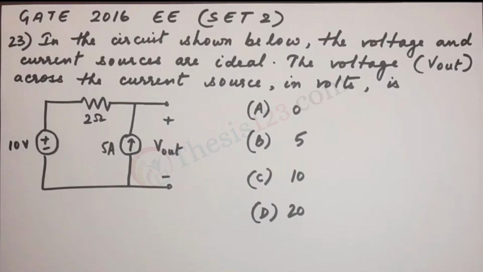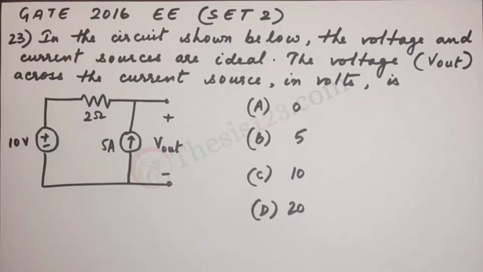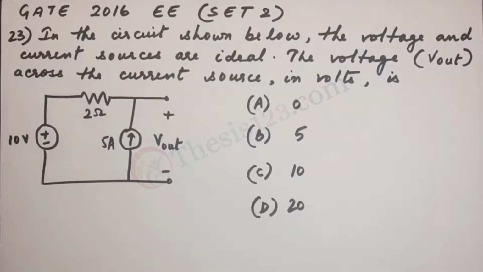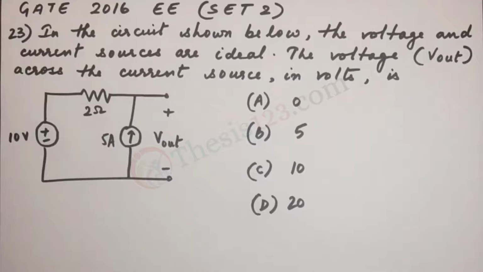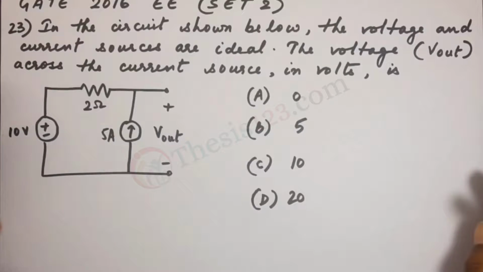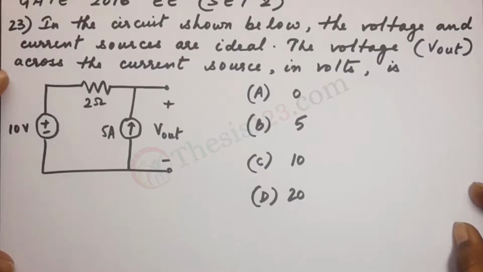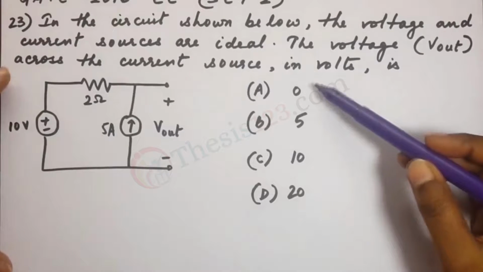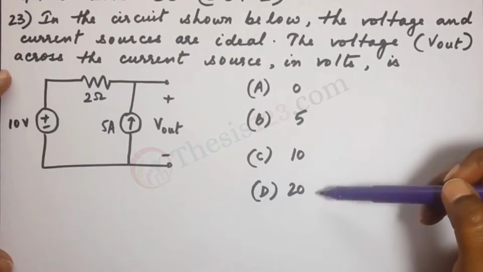Here's the next question, number 23. In the circuit shown below, the voltage and current sources are ideal. The voltage V out across the current source in volts is. Okay, so this is a multiple choice question. We have our four options, 0, 5, 10 and 20.